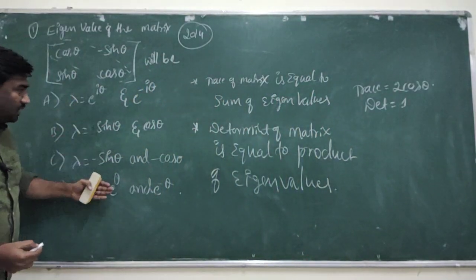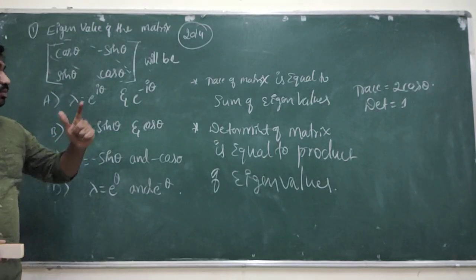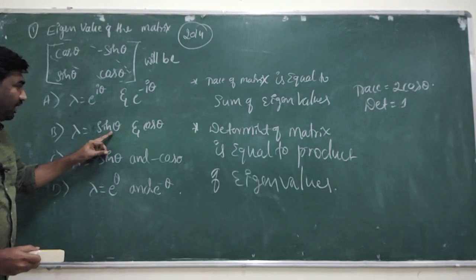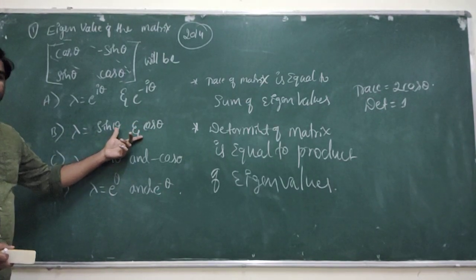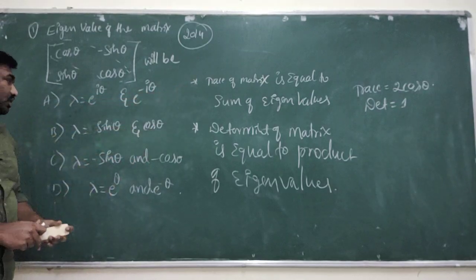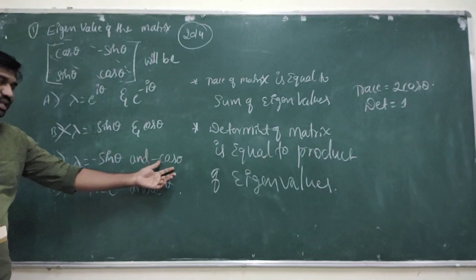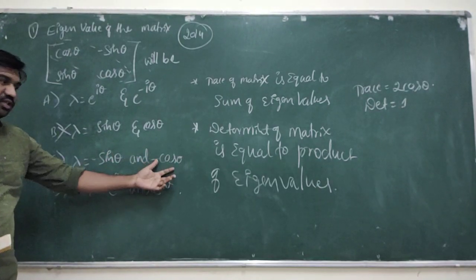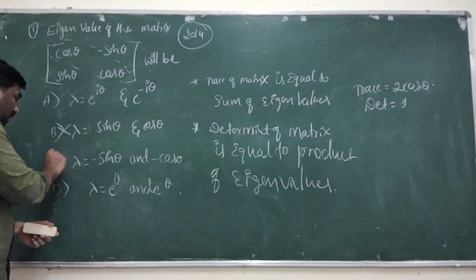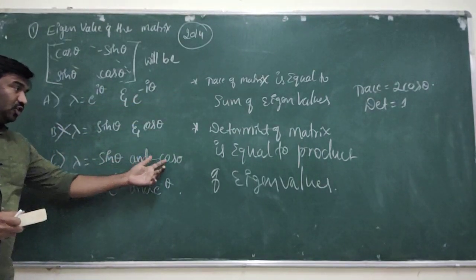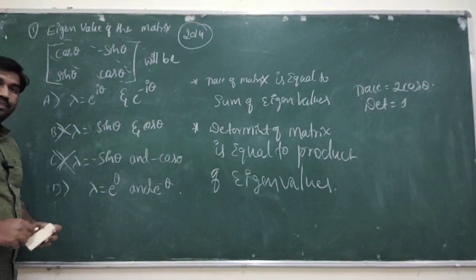In the given options we can easily guess that if we add two eigenvalues, it has to be 2 cos theta. If I take sin theta and cos theta, the sum sin theta plus cos theta is not 2 cos theta, so this is not a correct option. If you take minus sin theta and minus cos theta, adding them will not give 2 cos theta. And the product sin theta cos theta is not equal to 1. So this is not a correct option.